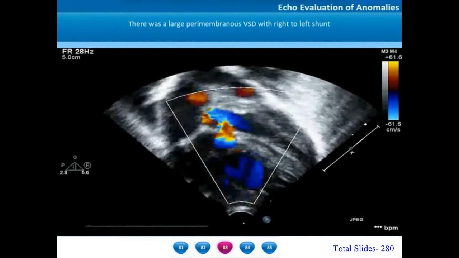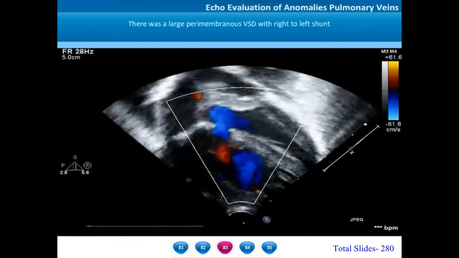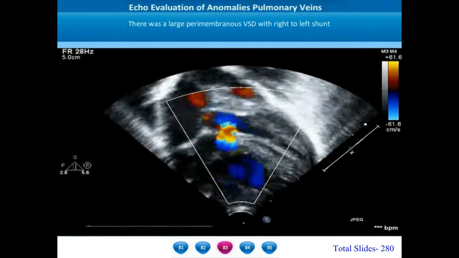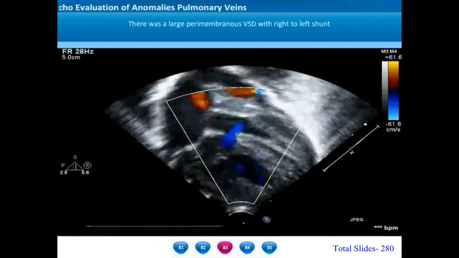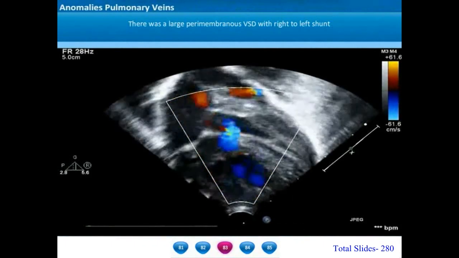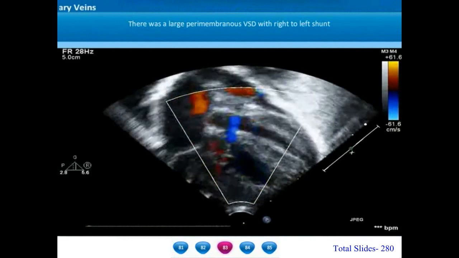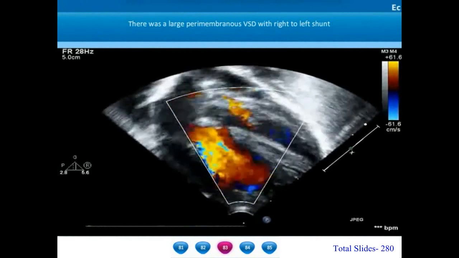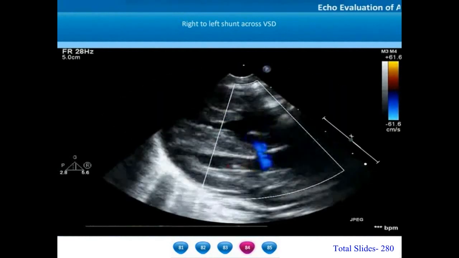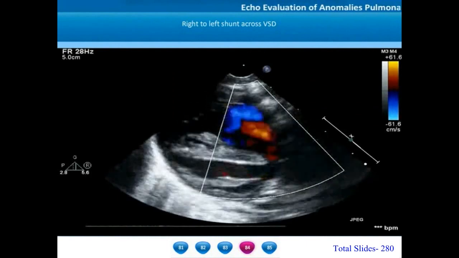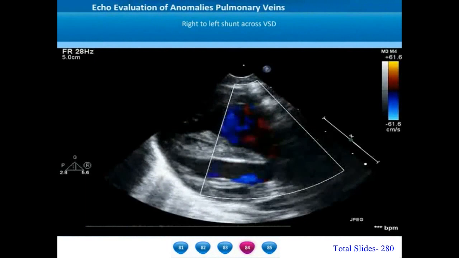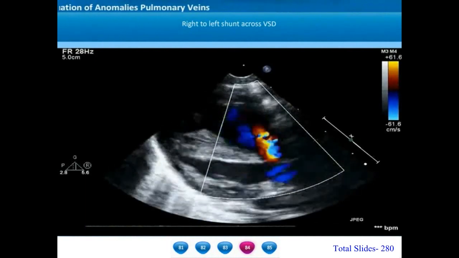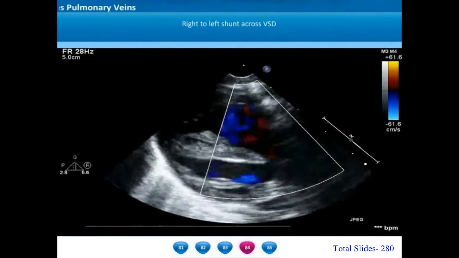Yet another example of supracardiac TAPVC, where the severe pulmonary hypertension is also contributed to by a large perimembranous ventricular septal defect. Such association should be carefully looked for. The parasternal long axis view of this patient shows a VSD located below the aortic root and shunting from the right ventricle into the left ventricle.